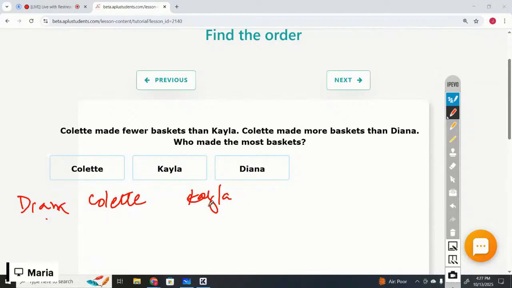Who made the most baskets? So which is the correct option? You can look at this order. Kela makes the most baskets. The correct option is Kela.